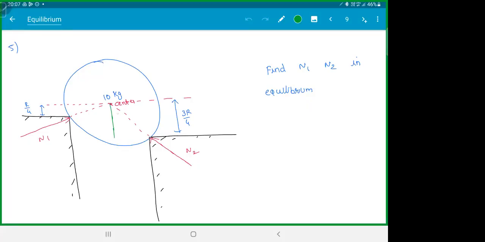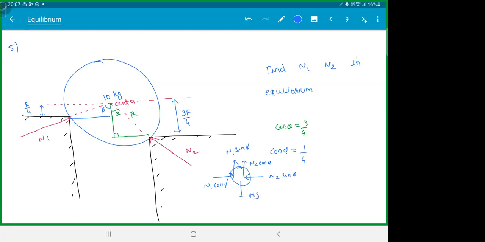So if you take this angle as theta, that will be 3r by 4, and this is r. So cos theta will be 3 by 4. If you take this angle here, let's call it phi. Cos phi will be 1 by 4. Then you'll get the components, right? So in the sphere the components will be n2 cos theta, n2 sin theta, n1 cos phi, n1 sin phi, and the weight is acting downward. Balance them, you'll get the answers. I hope that was clear.